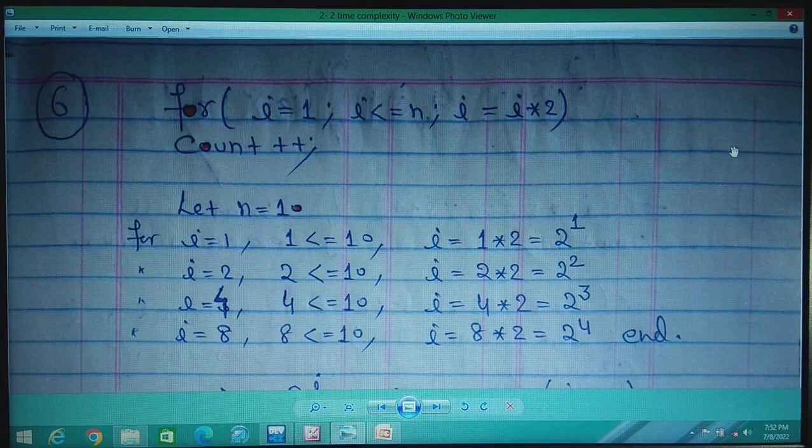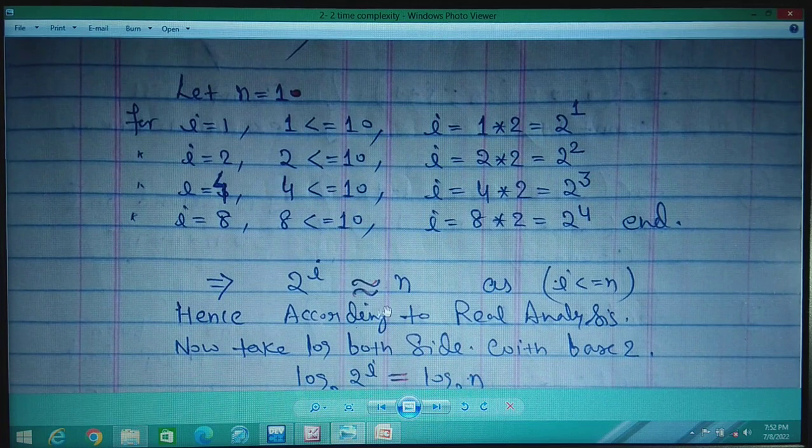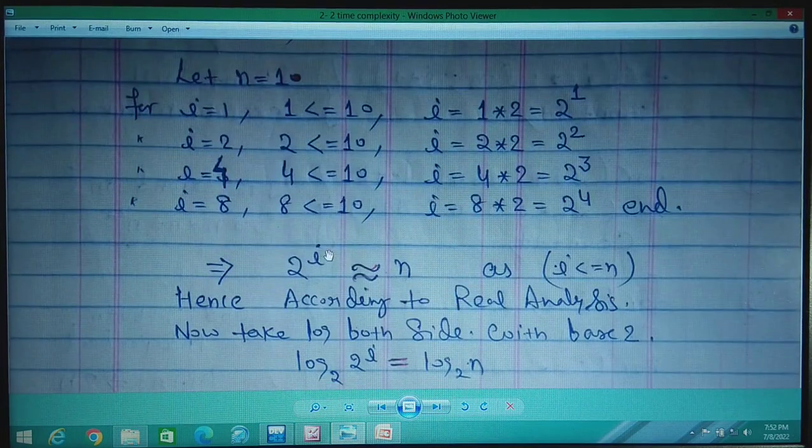Okay, this is the question. So how to find it? Now this behavior is actually 2 to the power i. This behavior is just like 2 to the power i, because when I am writing i is equal to 1, this is 2 to the power 1. If I write i is equal to 2, then this is 2 to the power 2. It means this count is working a total of 4 times, 1, 2, 3, 4. So in this condition we can write 2 to the power i.